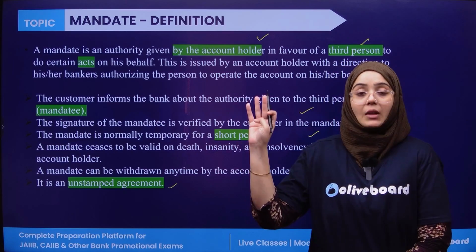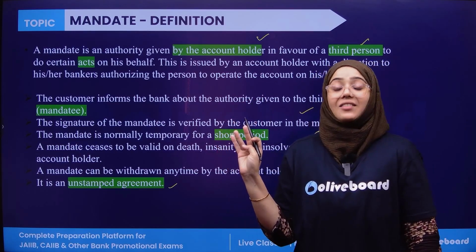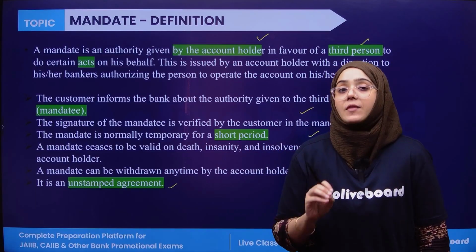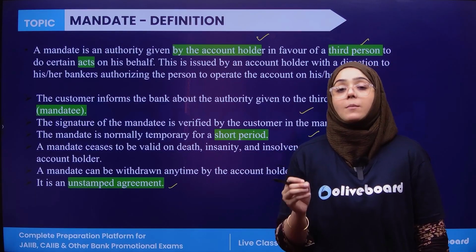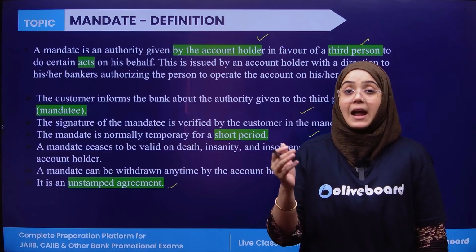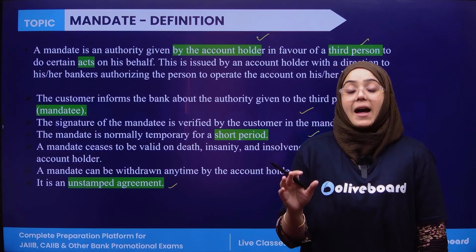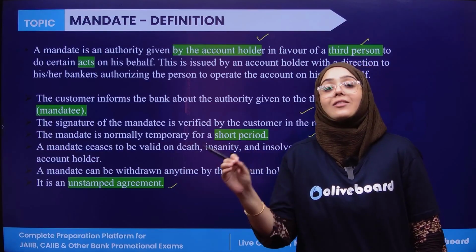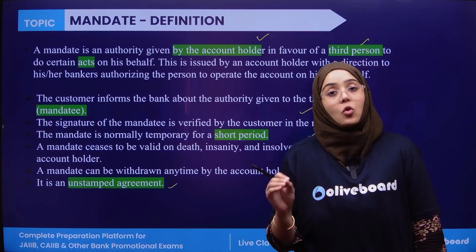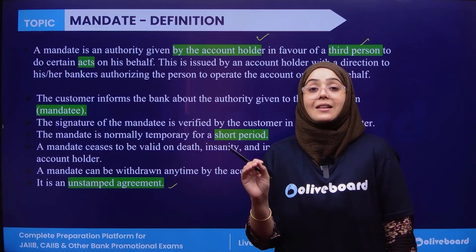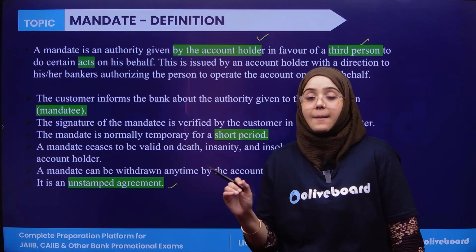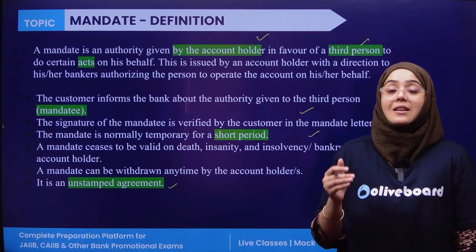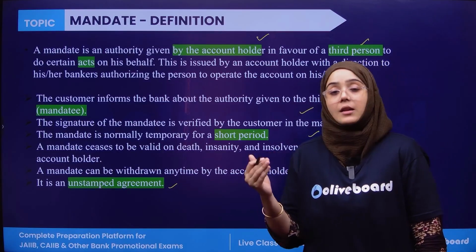Very simple. It is an unstamped agreement, given in favor of the mandatory to perform certain acts on behalf of the account holder. This should be informed to the bank via the mandate. A mandate ceases to be valid if there is a death, insanity, or insolvency of the account holder. The signature of the mandatory is verified by the bank. The mandate is for a short period of time because it is for the execution of a certain act.